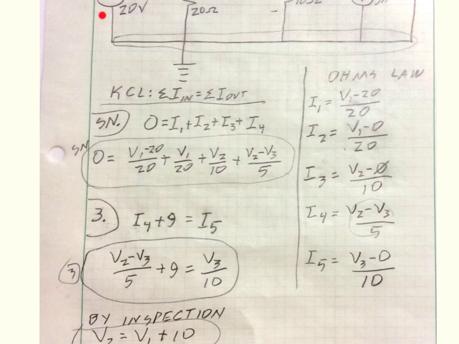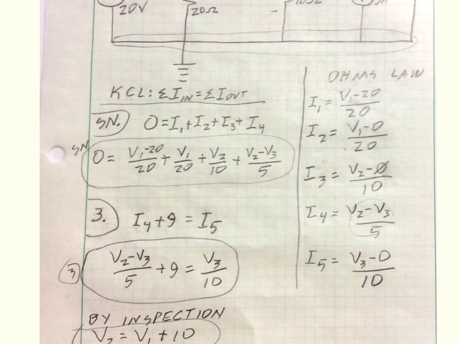Notice that we do have a 20 volt supply. So I know the voltage at this node is going to be 20, so I just wrote 20 volts right there. Here we have voltage 1 at node 1. Here I have voltage 2 at node 2. And at node 3 I have voltage 3. And I have assigned ground to this bottom node, which makes everything along this bottom 0 volts. So there's my voltages.